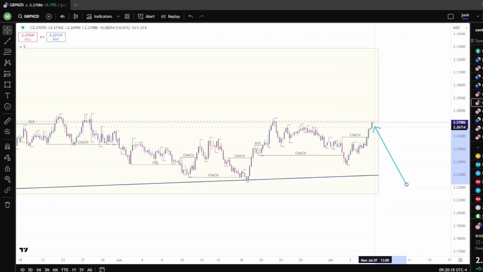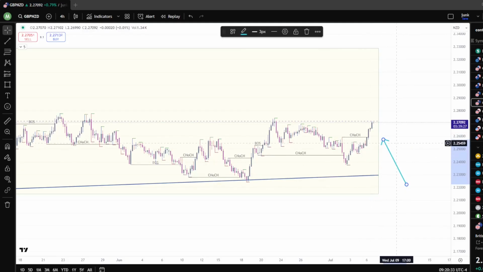If it does start to take out some of the lows, that would be my overall swing structure being bearish, looking for a selling opportunity. But as you see, the buyers step back in every time there's a push back down toward the low. So looking for price to make a decision.